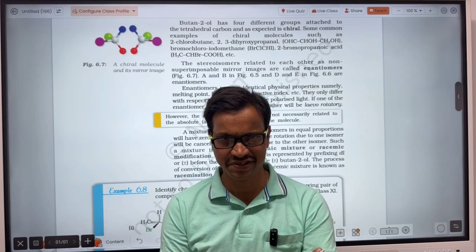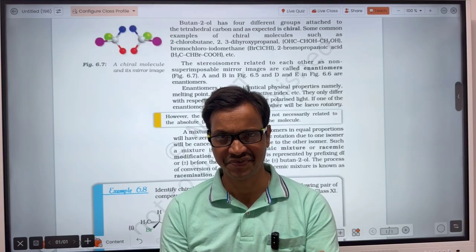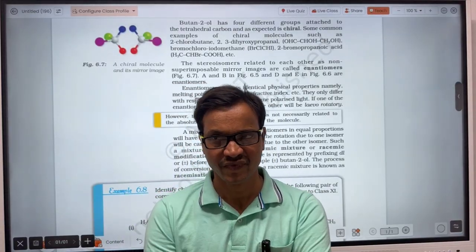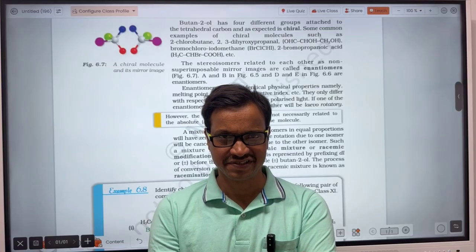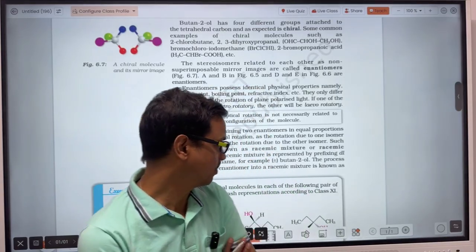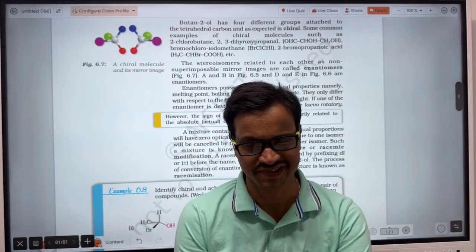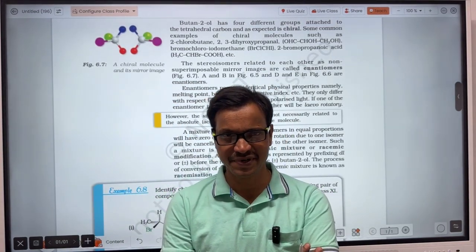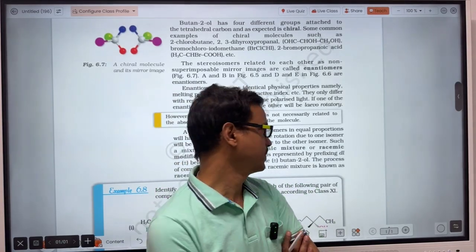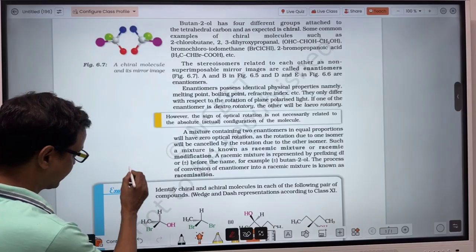That means a mixture of two enantiomers in the same equimolar ratio, in terms of number of moles or number of molecules, will be called a racemic mixture, and the phenomenon will be called racemic modification. And that is indicated by plus minus.